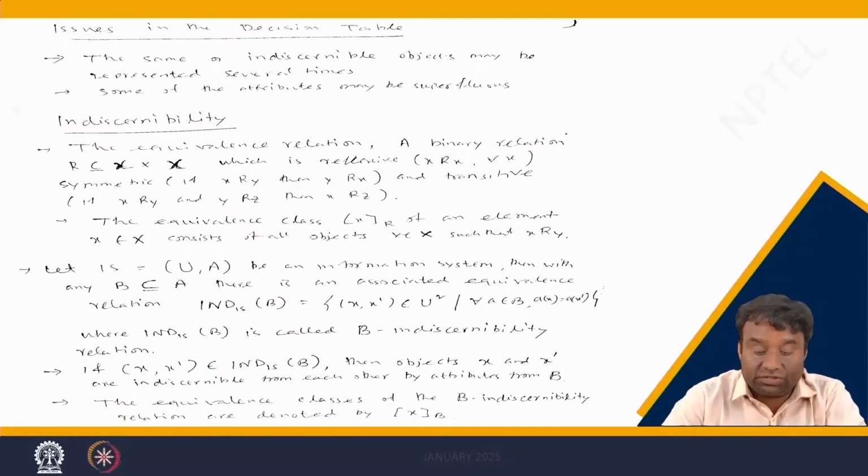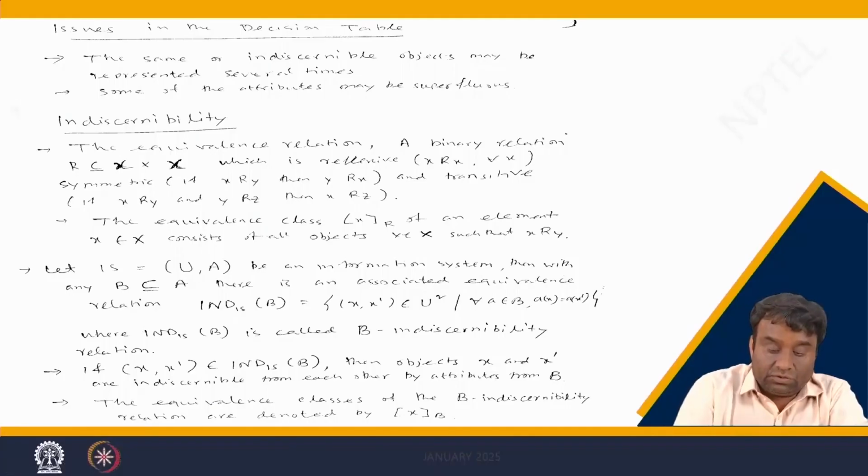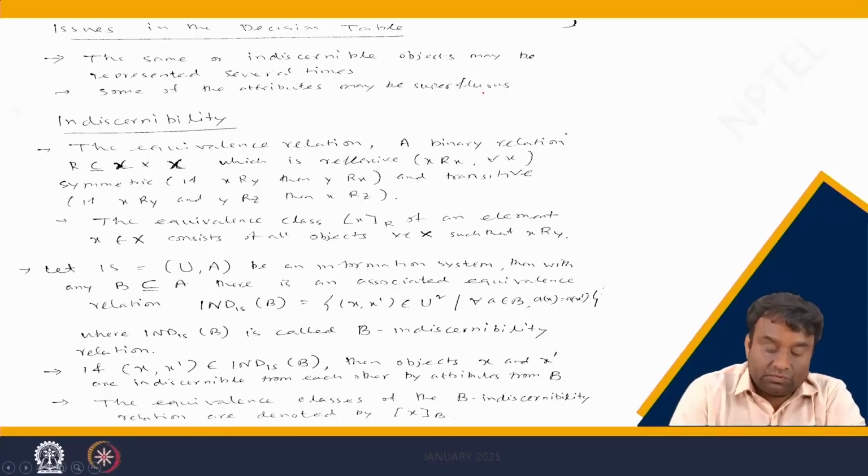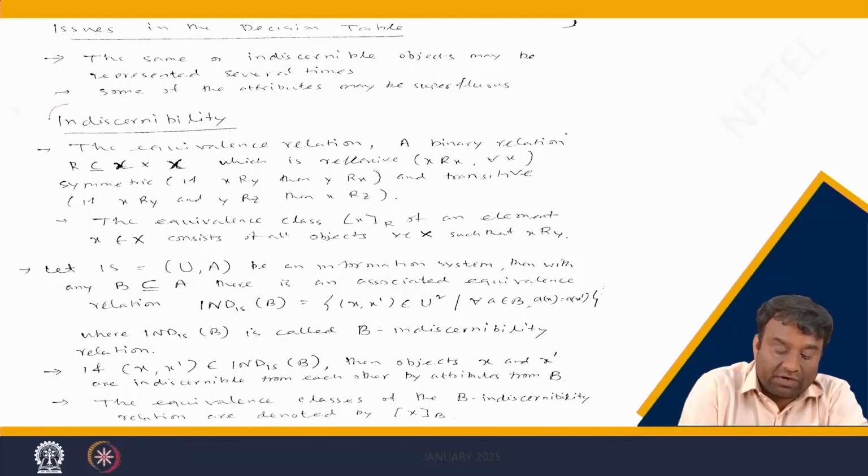Now the issues in a decision table. The same or indiscernible objects may be represented several times. Some of the attributes may be superfluous. Now try to understand indiscernibility. Today in this class we will try to understand the term indiscernibility.